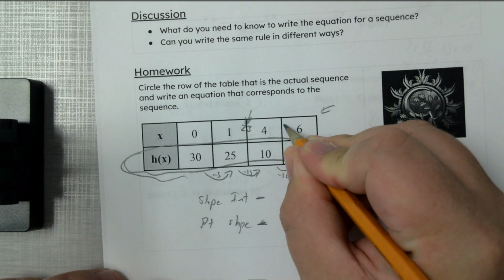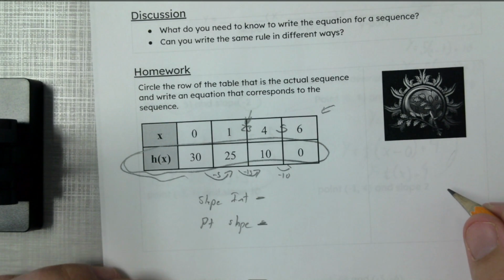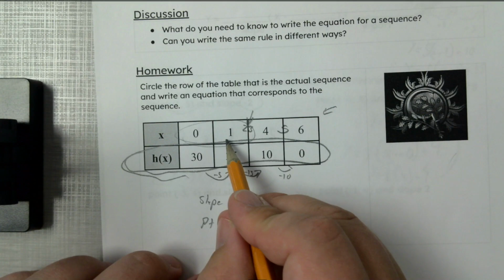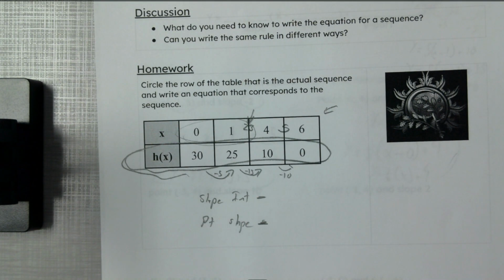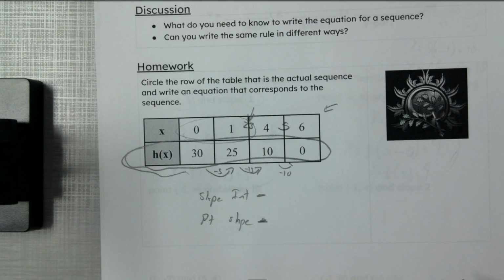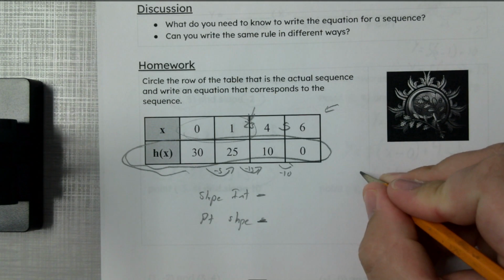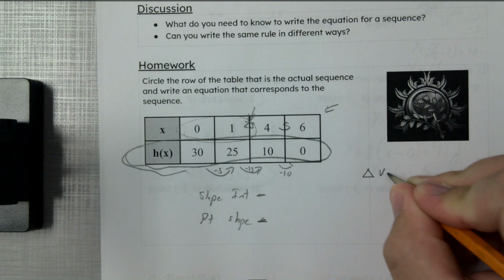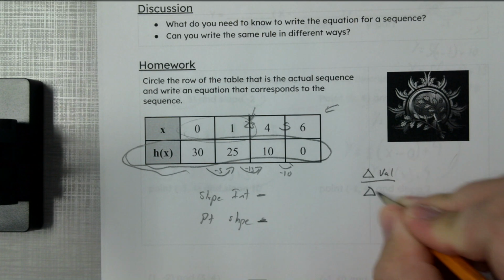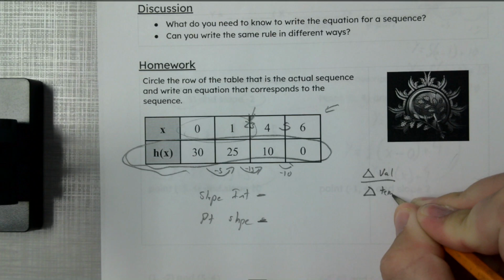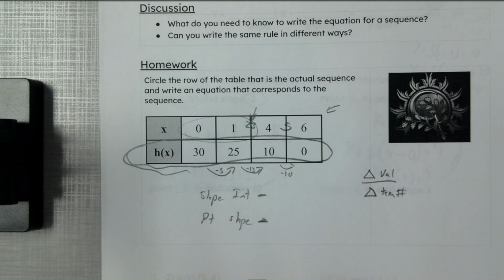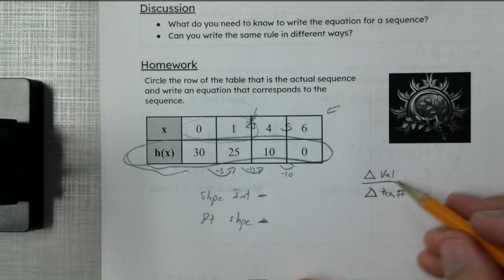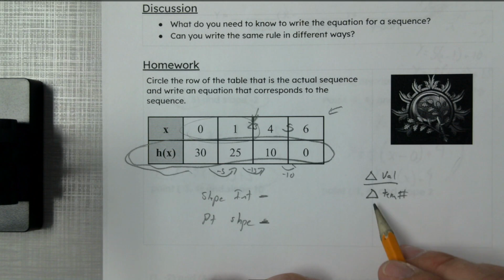We're missing 5. So what I have to do is look at what it would look like if they're right next to each other, or do my formula for rate, which is the change in the value divided by the change in the term number. So change in value over change in term number. That little triangle is a symbol in like physics that means change. So anyway, this basically just says change in value, change in term number.